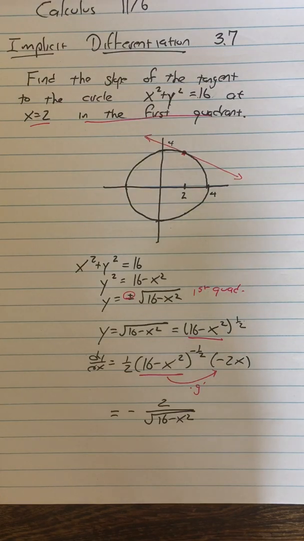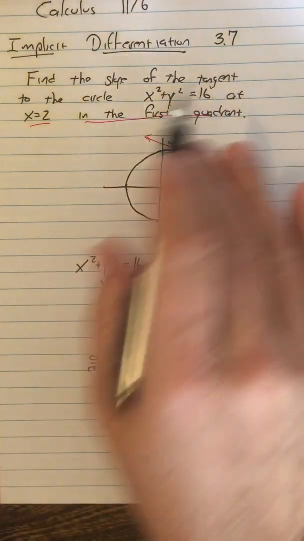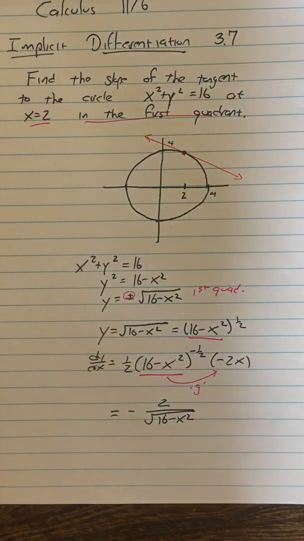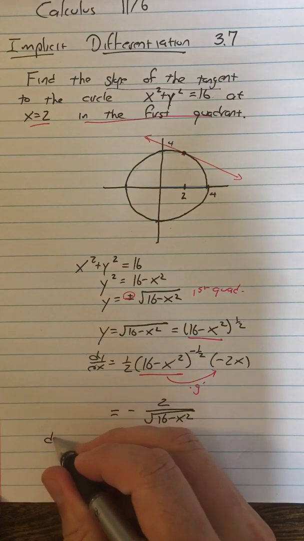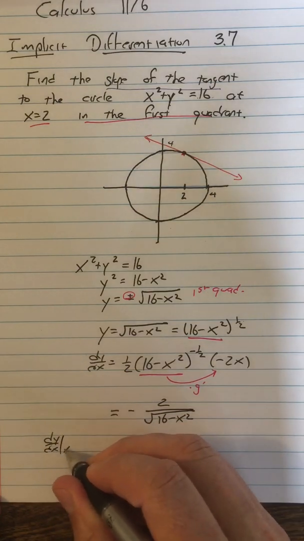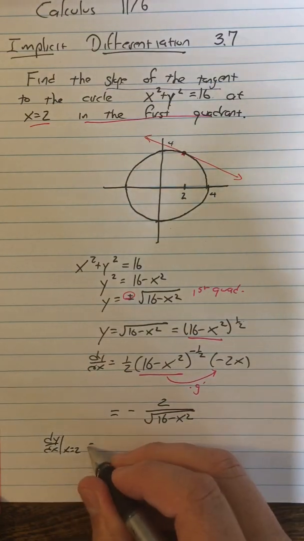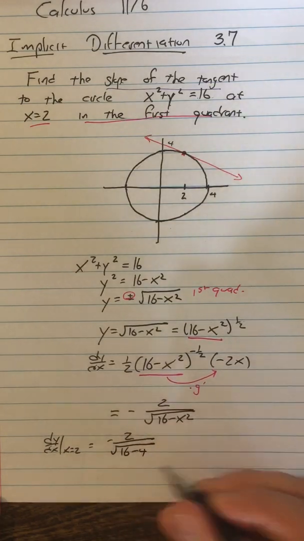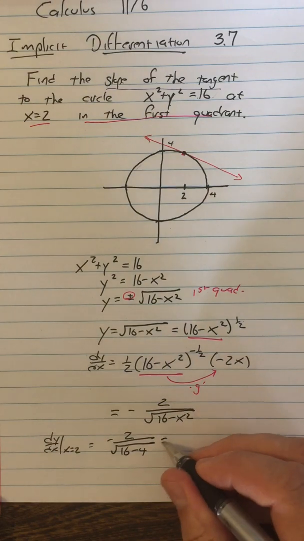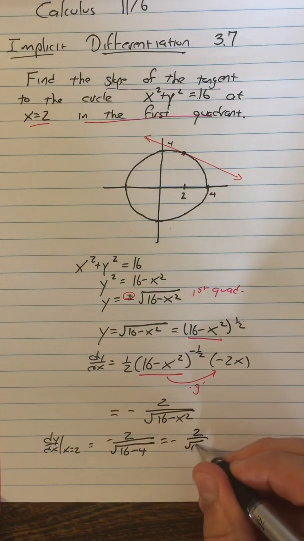All right, so now if I want to know the slope of the tangent, we don't want the equation of the tangent, we want the slope of the tangent. That means all I need is dy/dx at that particular point. So dy/dx evaluated at x equals 2 is going to be negative 2 over the square root of 16 minus 4, because 2 squared is 4. So that's negative 2 over the square root of 12.